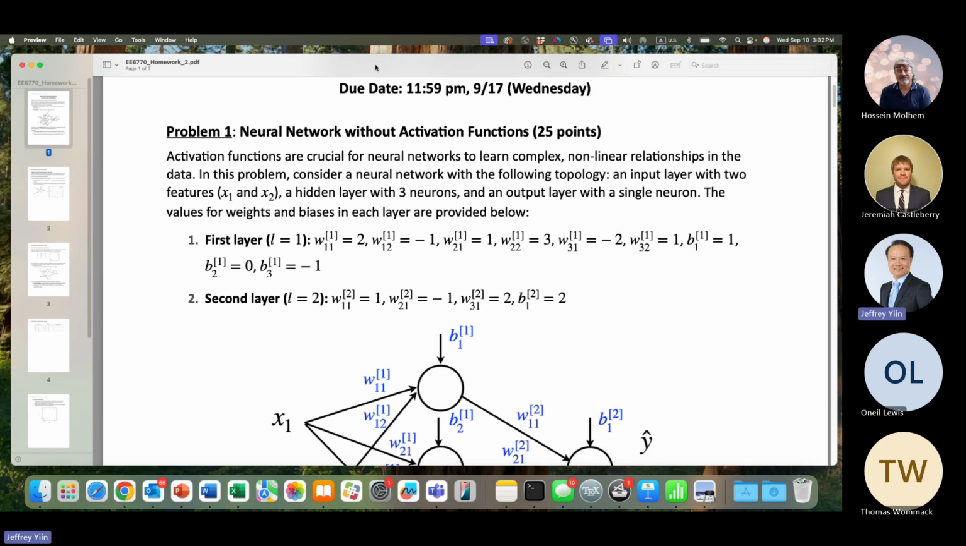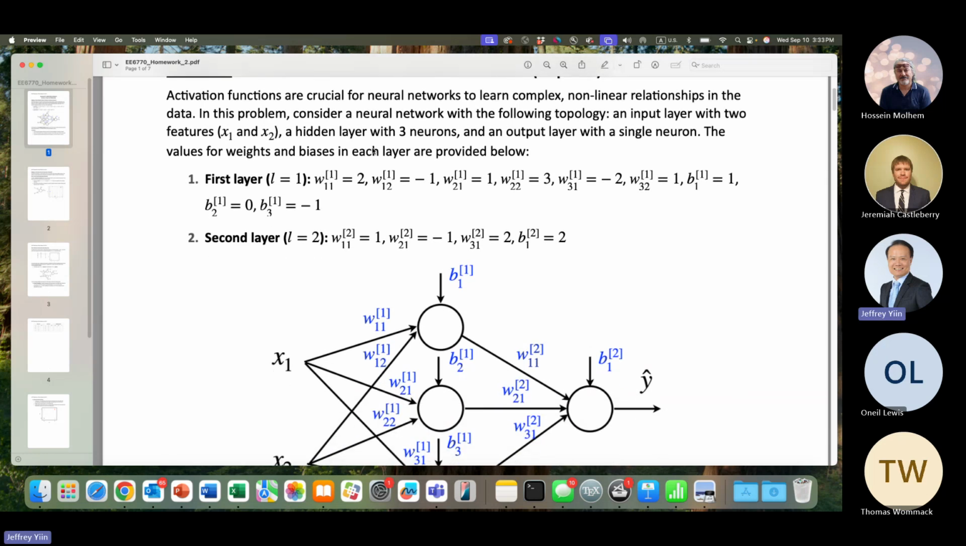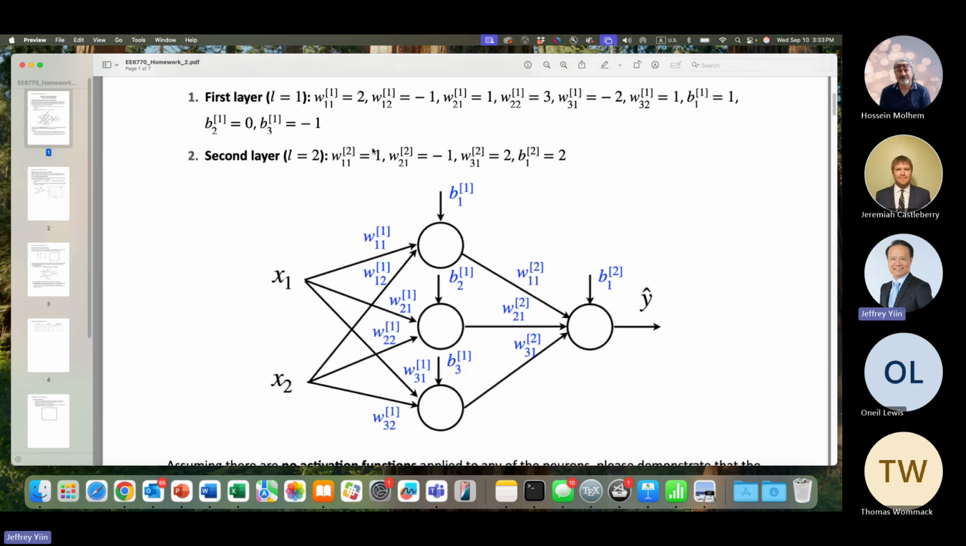Okay. I mentioned at the beginning why the activation function, especially the nonlinear activation function, is critical in the whole neural network operation. So I don't want you to prove general cases. I give you a very simple, full neural network, two-layer. I even label all the weights for you.